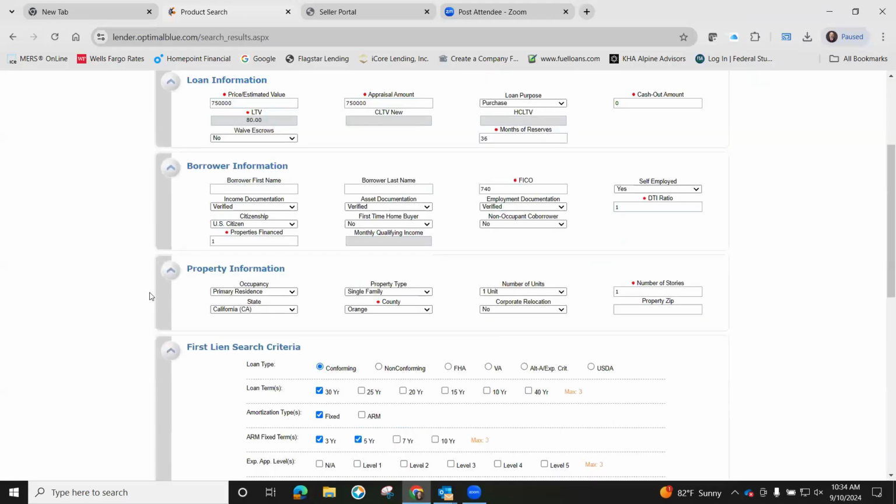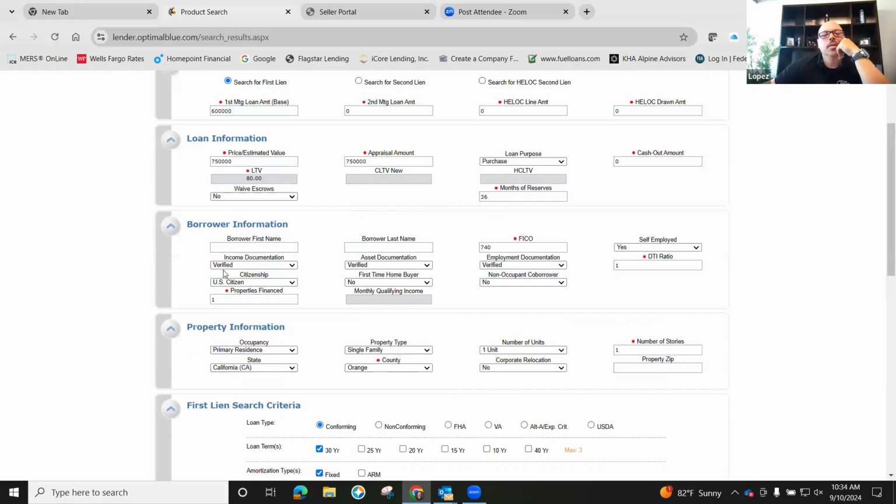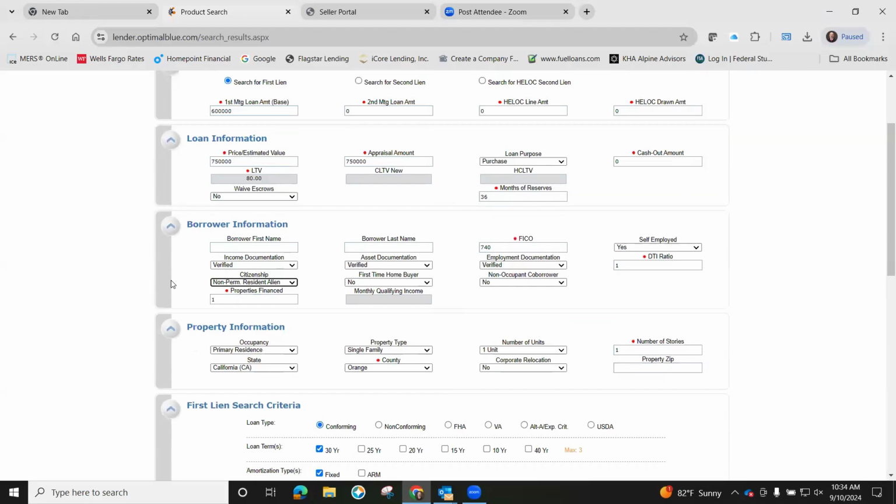I think it is under citizenship, under non-permanent. Where is it? I think it was an option just for foreign nationals. There it is. Yeah, there it is. Not permanent.